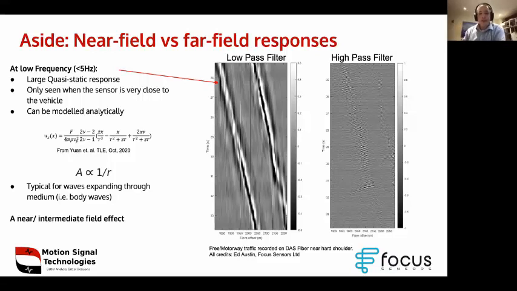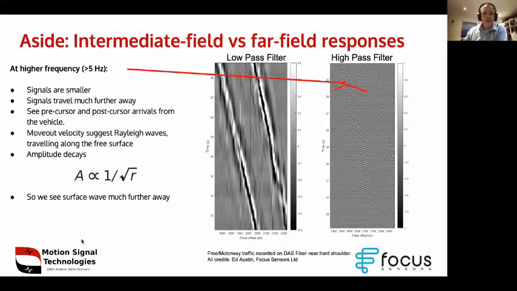Whereas if you look at our high-pass response, one of the things that we see is that it propagates much further away, which is counterintuitive in itself. You'd expect the high-pass components to be attenuated more.